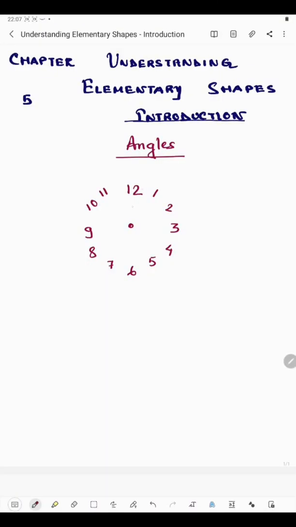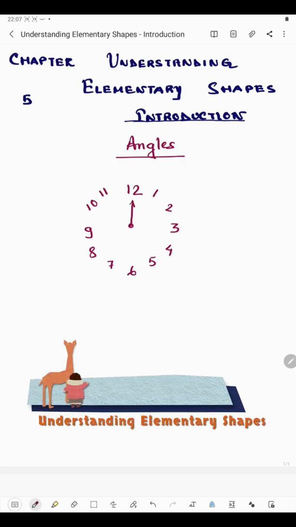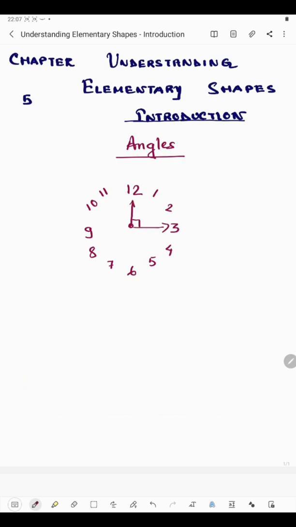Now suppose the hands of a clock move from 12 to 3. That means it makes 90 degrees. Now you will have to find what part of a revolution it is. We already know that if it completes the full rotation, it becomes 360 degrees, because a full revolution is 360 degrees, and this angle is 90 degrees. So what part of the revolution is it?